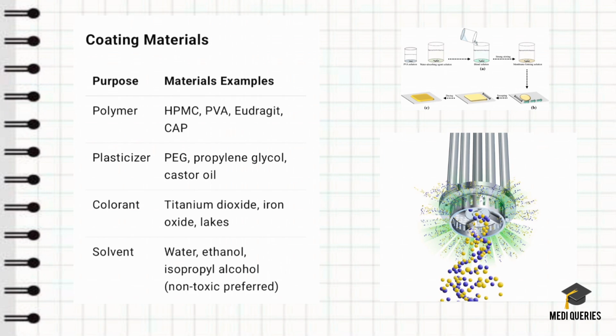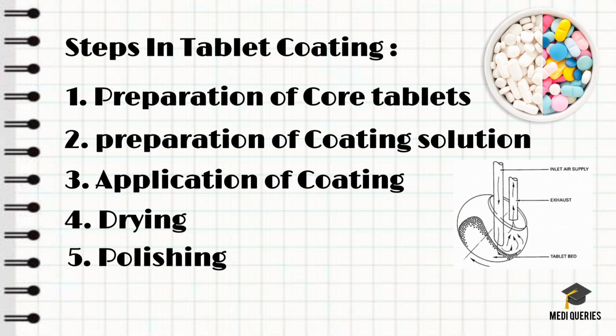So we have to simply mix the polymers and the desired solvent in a high shear mixer. We will get the coating material here. Okay, and the next step is the application of the coating material.